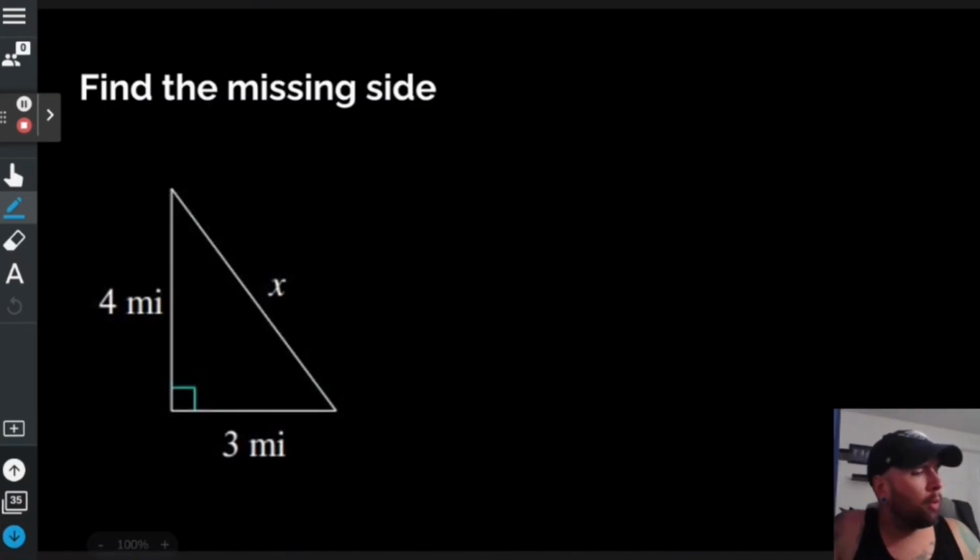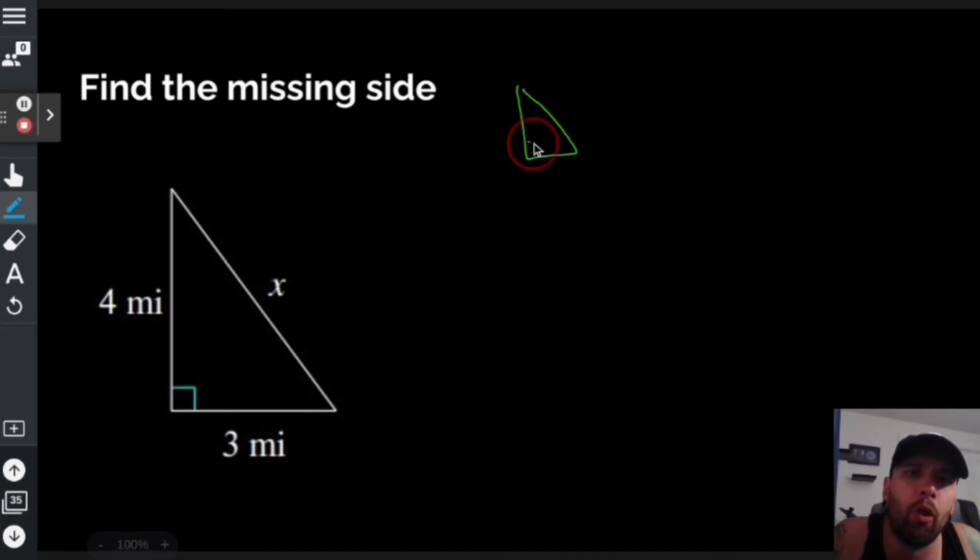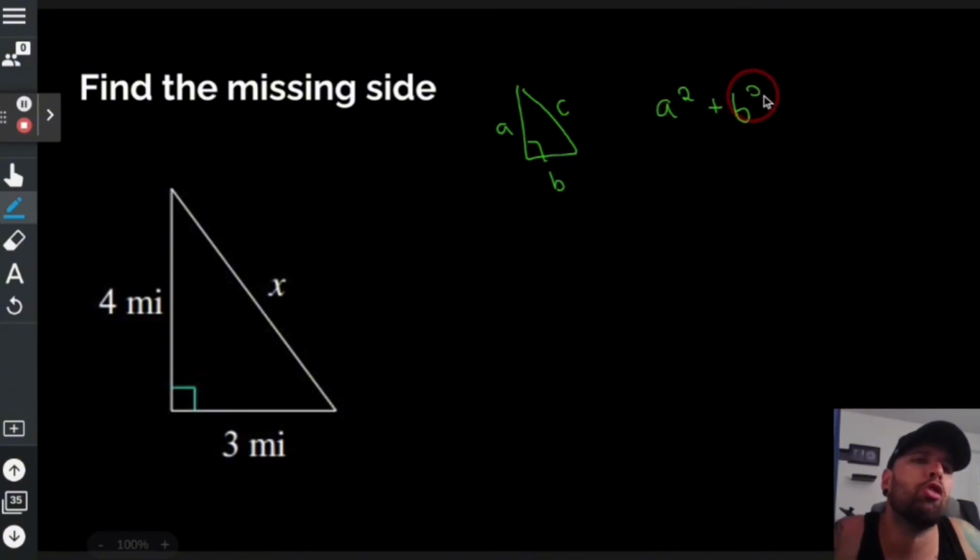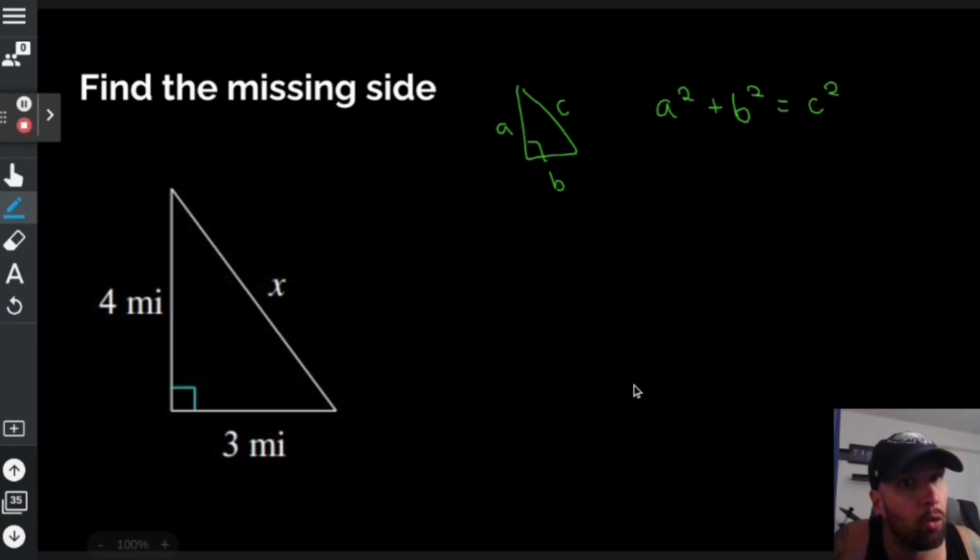Find the missing side. What we have here for ourselves is a right triangle where we are missing the longest side of the right triangle. We all know from Algebra 1 that if I give you a right triangle, we're going to call the longest side C. It's also called the hypotenuse, and we're going to call one of our legs A, and we're going to call another one of our legs B. And you can use the Pythagorean theorem to solve for any missing side of a right triangle.